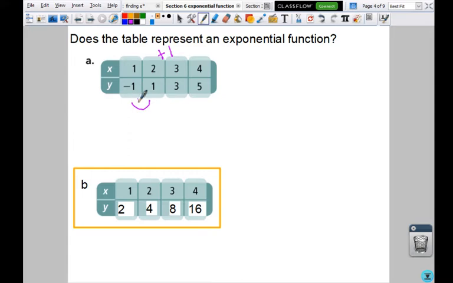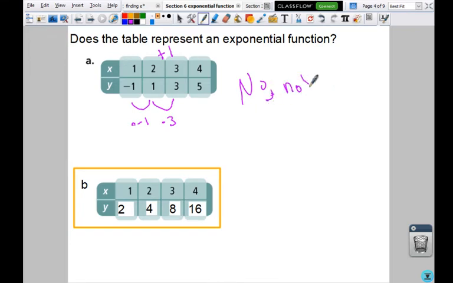On this one, go from negative 1 to 1. What can I multiply or divide by? Yeah, I could times negative 1, right? How about going from 1 to 3? What can I multiply or divide by? Are these two numbers the same? No. So, as soon as we get one that's different, I can say no, not exponential.